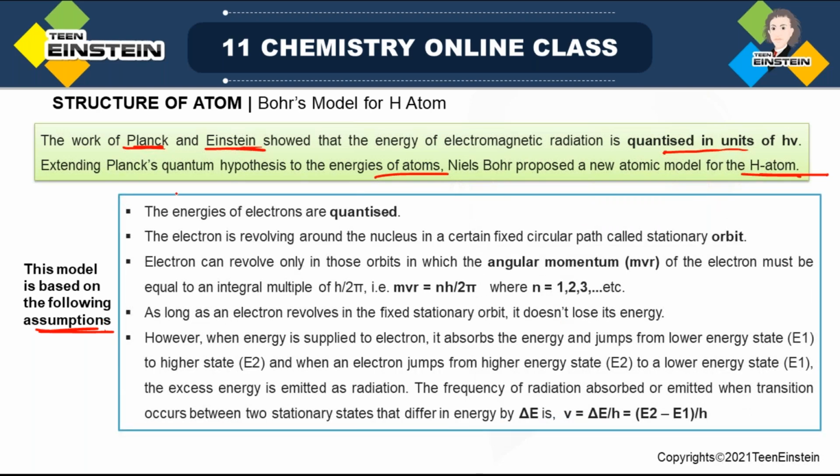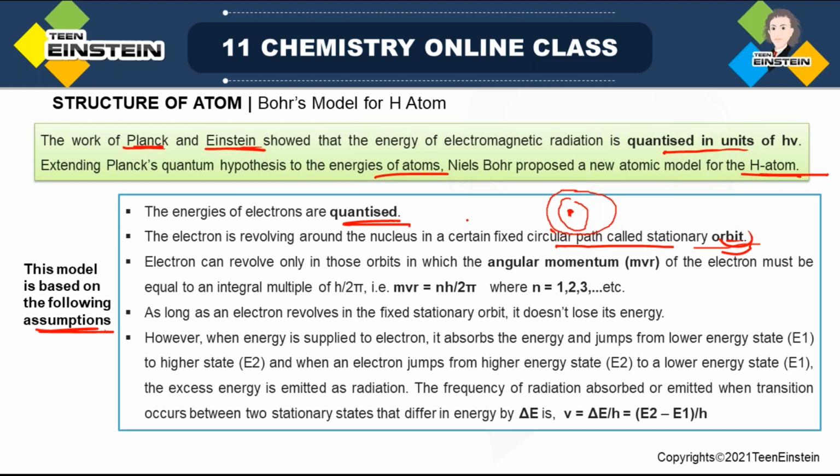As already mentioned, extending Planck's quantum hypothesis, here the energies of the electrons will be quantized in nature. So that is the first assumption, as you can see. Then electrons are revolving around the nucleus in certain fixed circular paths. So if this is the nucleus, there will be some fixed path, like this. So this is one orbit. Then there is another orbit.